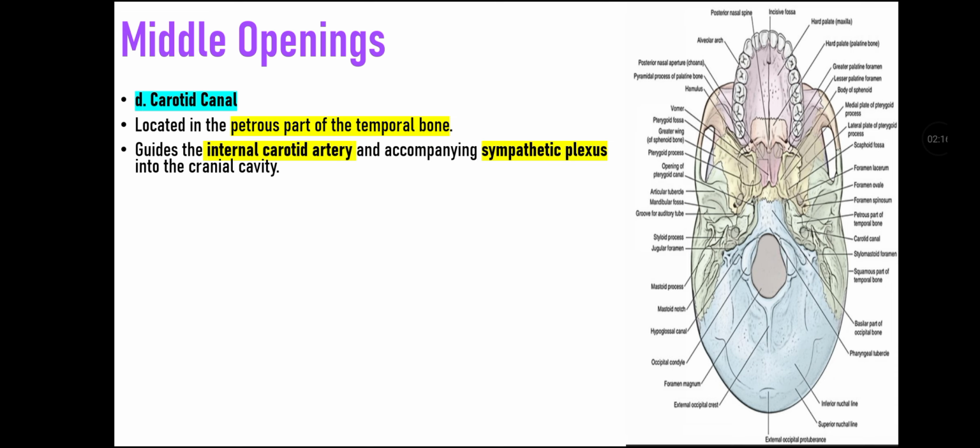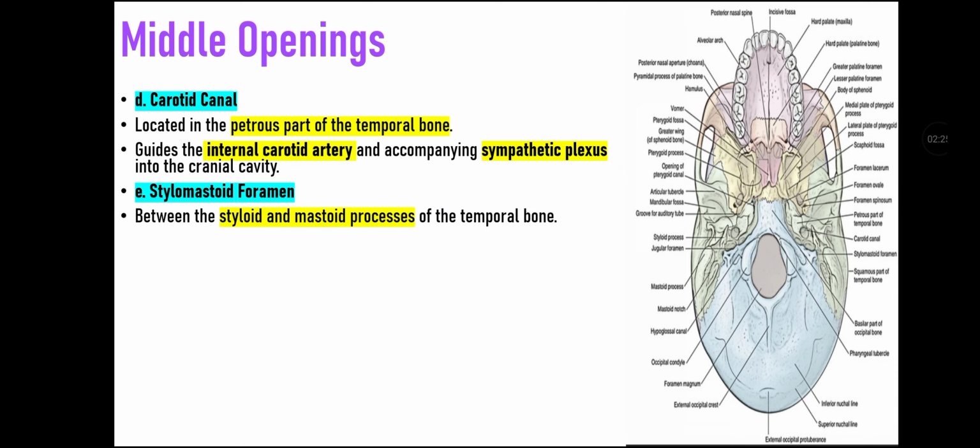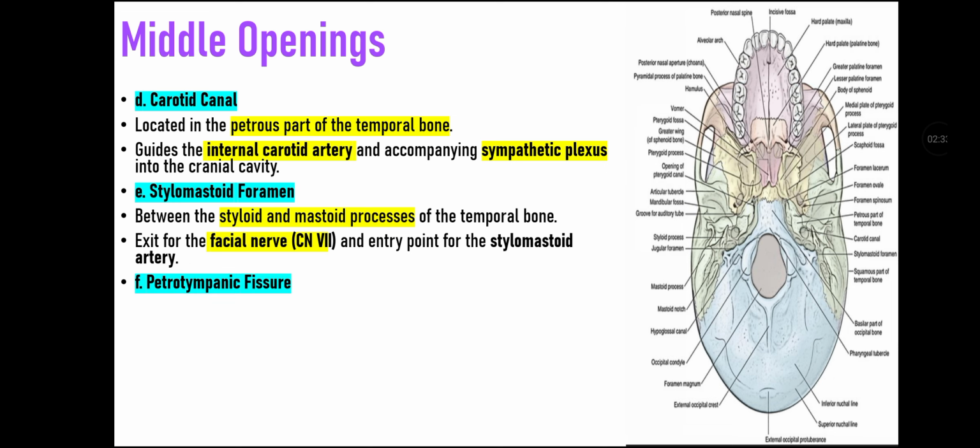Further in middle third we have carotid canal that is located in the petrous part of temporal bone. It guides the internal carotid artery and accompanying sympathetic plexus into the cranial cavity. Next is stylomastoid foramen that is present between the styloid and mastoid process of temporal bone. It is the exit for facial nerve and entry point for stylomastoid artery.